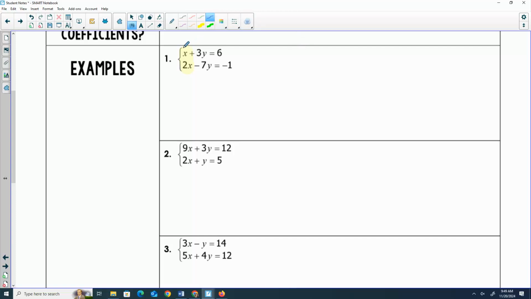So if I take the top one times negative 2. So that's everything times negative 2. So that gives me a negative 2x minus a 6y equals negative 12. The bottom one we didn't have to change.